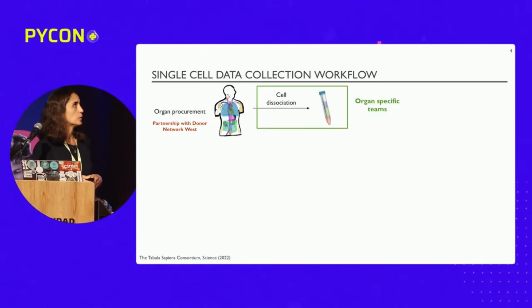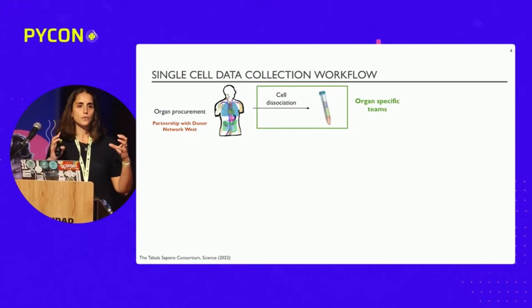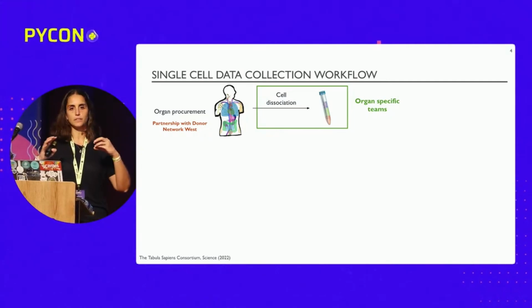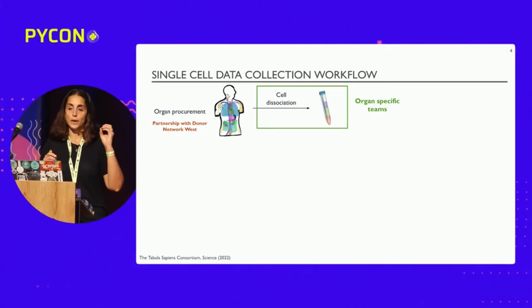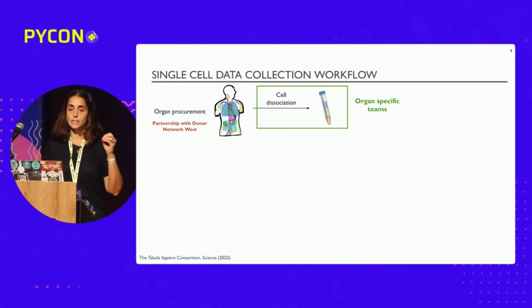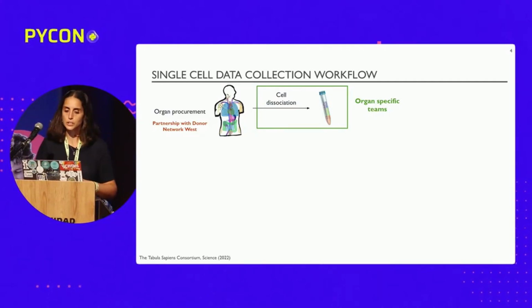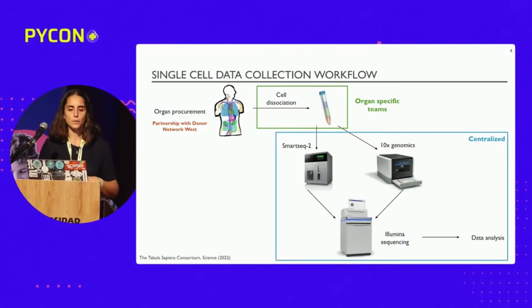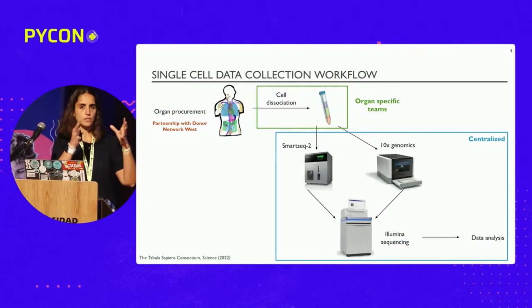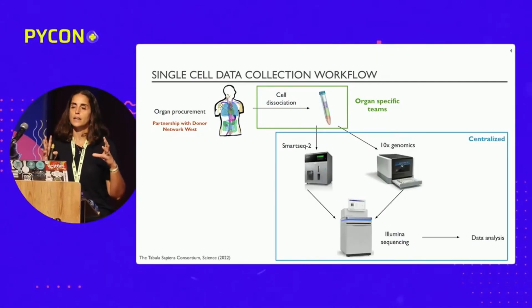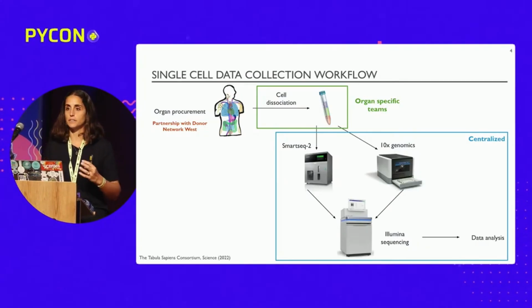From there, we go into cell dissociation. For each of the organs in the body, the liver, the heart, the muscle, we have a team that has expertise in that particular tissue. And after that, it all gets centralized. The decentralization effort is important because it reduces the technical artifacts.